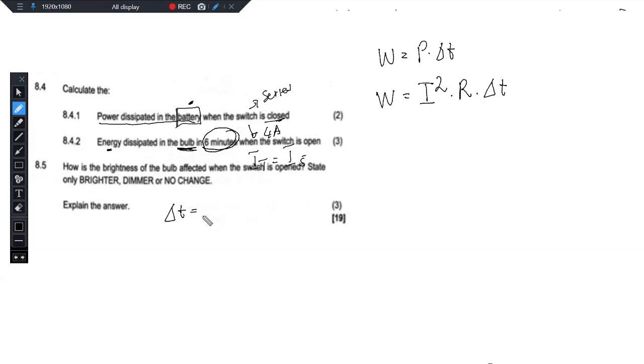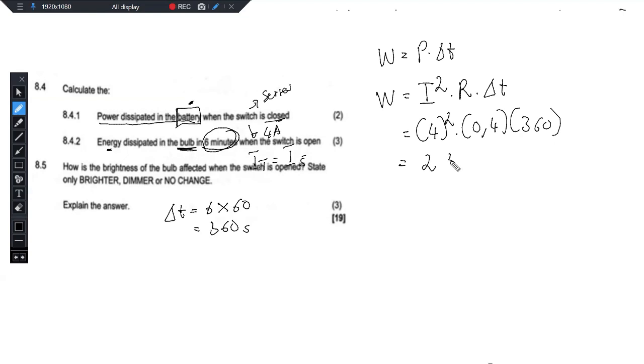So the first thing that we're going to do, let's convert the 6 minutes to seconds by saying 6 multiplied by 60. That's 360 seconds, right? So the current, we said it's 4, so that's 4 squared. And then the R, that's the resistance of the bulb because we are calculating the energy dissipated in the bulb. So the resistance of the bulb is only 0.4. Then the time is 360, right? Now, when you punch all of that into your calculator, you get 2,304 joules. So that becomes the energy, right? Remember, energy is measured in joules, the SI unit.